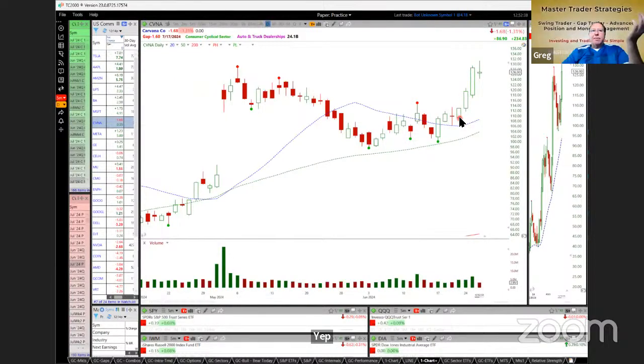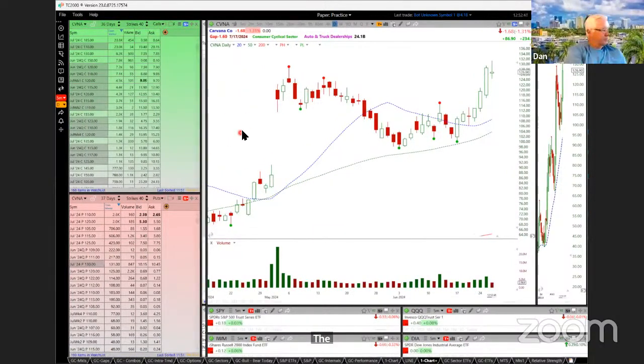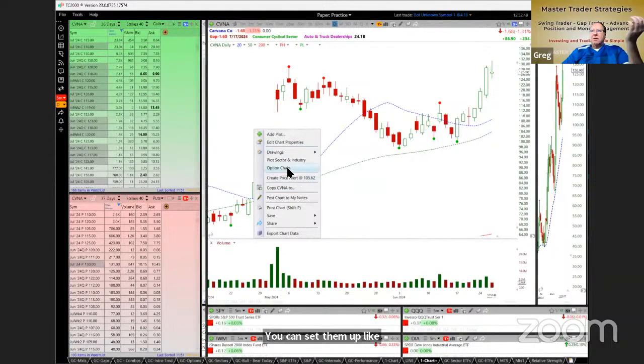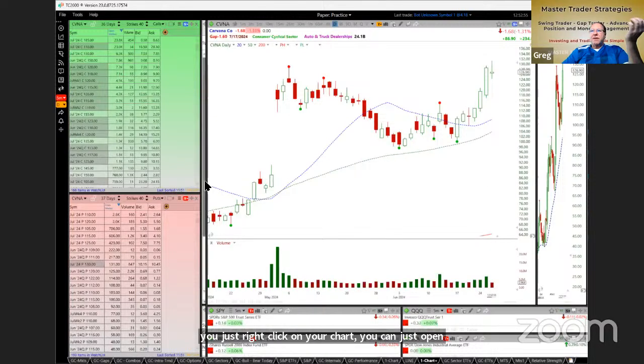Where is the tab for the stock options? If you want to see options, you can set them up like this, like I have them. Or if you just right click on your chart, you can open an option chain and do it that way. So there are different ways of getting there.